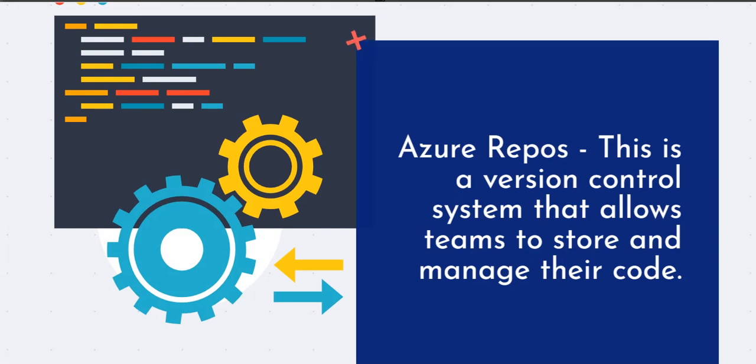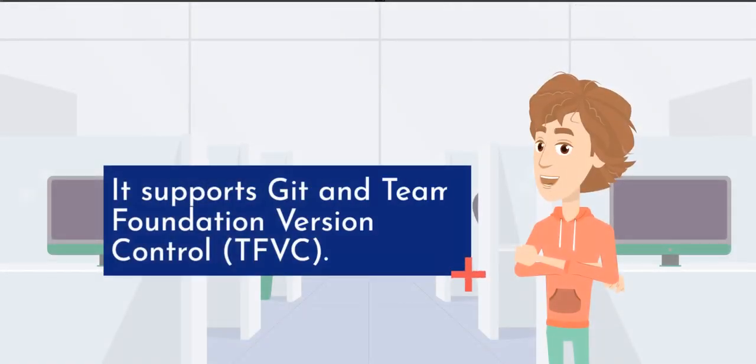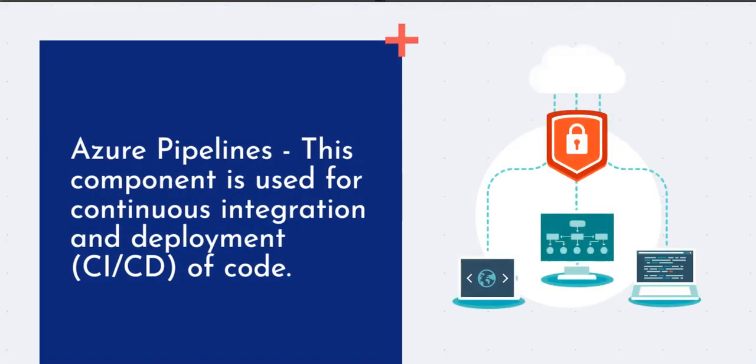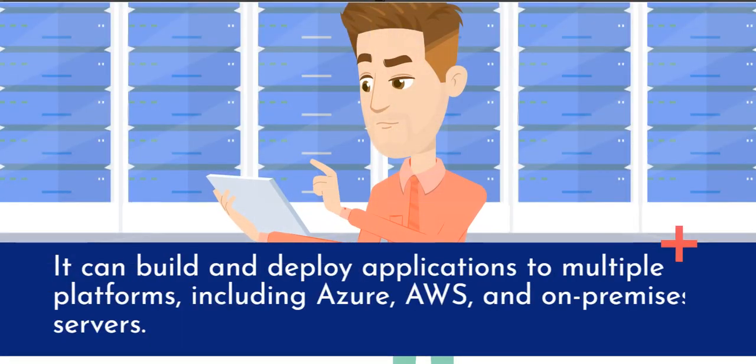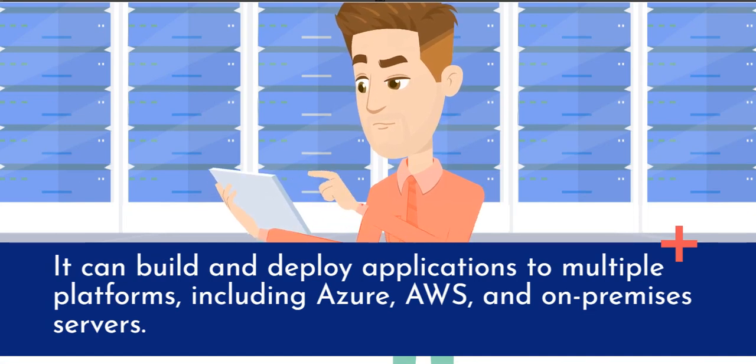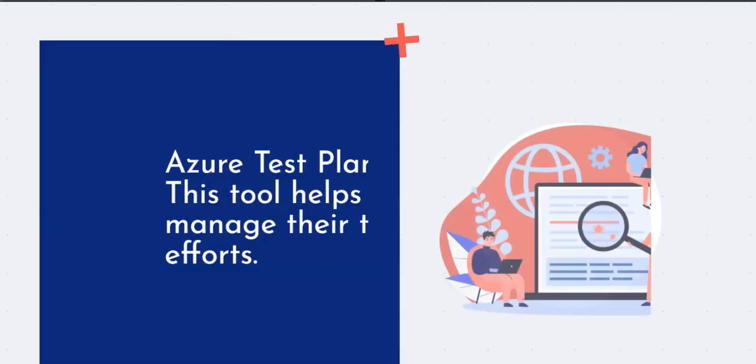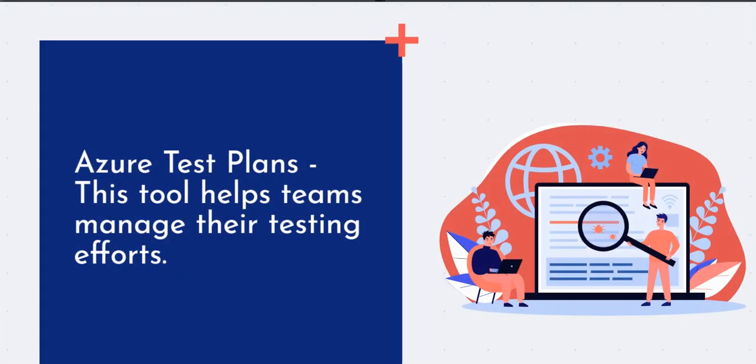Azure Repos. This is a version control system that allows teams to store and manage their code. It supports Git and Team Foundation Version Control, TFVC. Azure Pipelines. This component is used for continuous integration and deployment, CI/CD, of code. It can build and deploy applications to multiple platforms, including Azure, AWS, and on-premises servers.